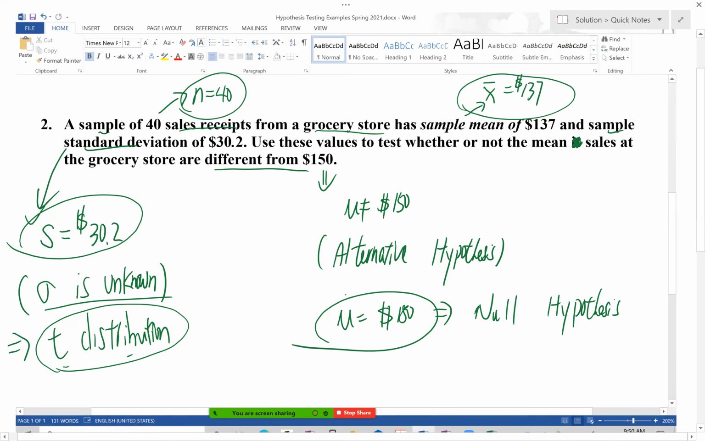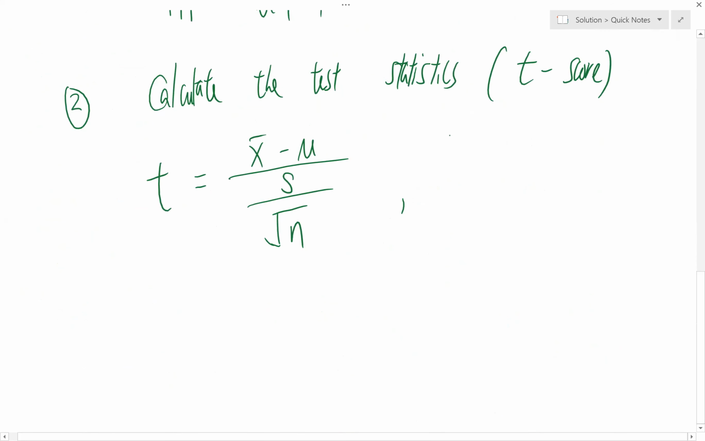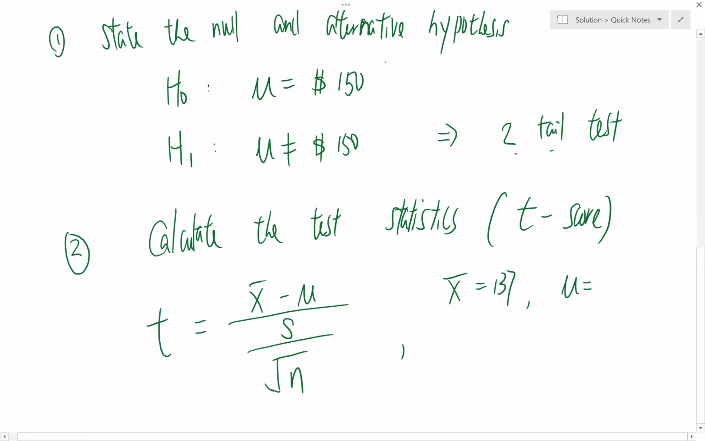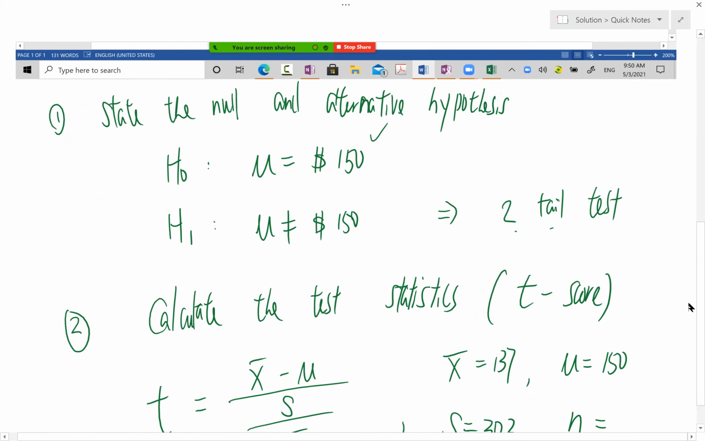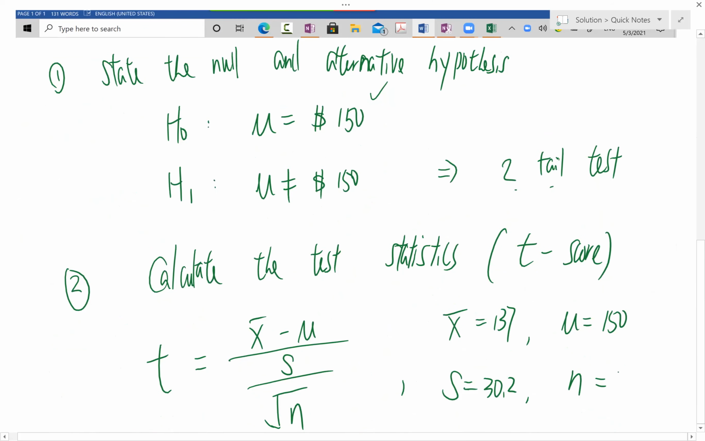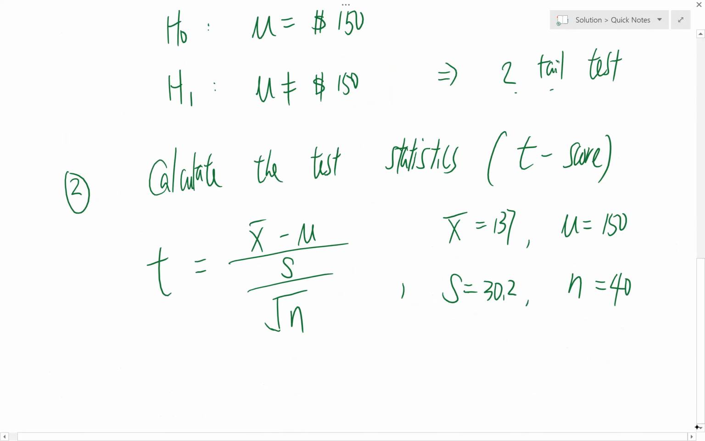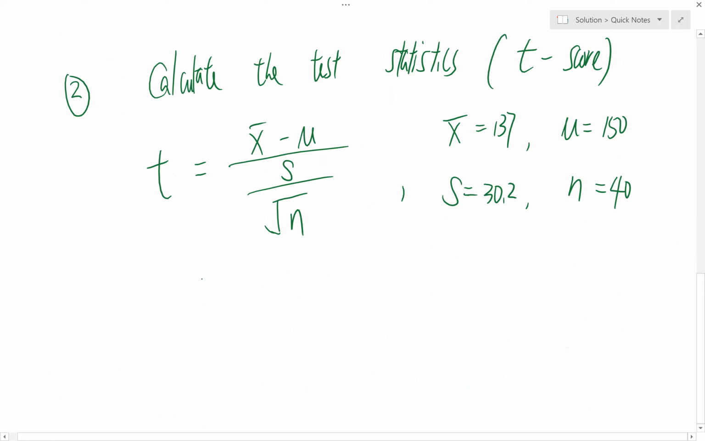Now one more time, let's list everything in the question. Sample mean, 137. Population mean mu, you can also find it here. It's 150. And sample standard deviation is 30.2. And sample size, that's, let me see, 40, I believe. Yeah, 40. Okay, so now we have all the numbers. Throw them into the formula, get the t-score. 137 minus 150 divided by 30.2 over square root of 40.